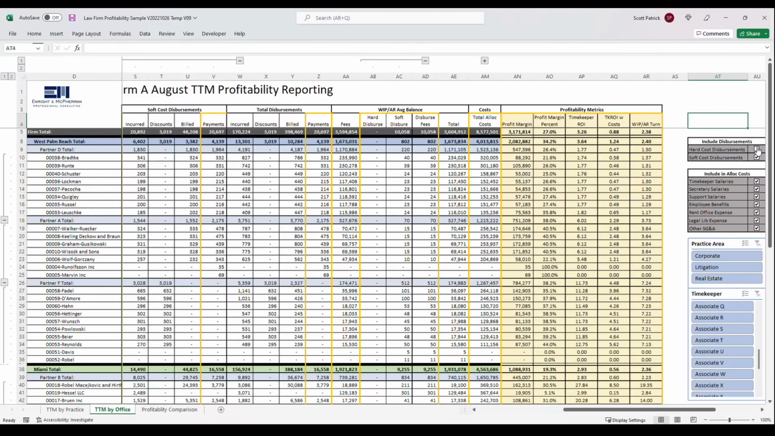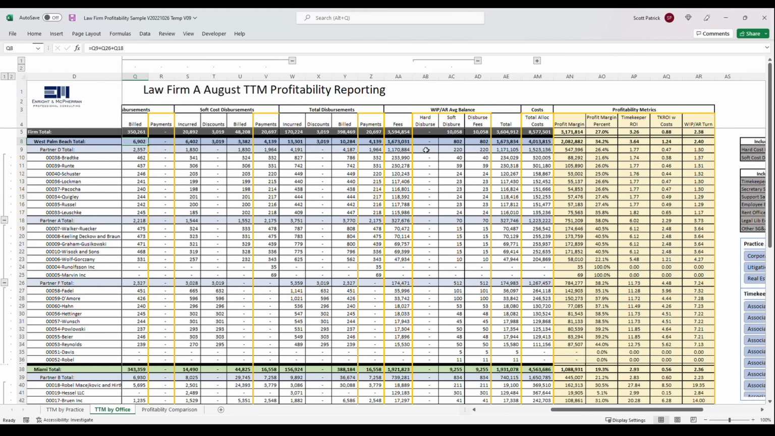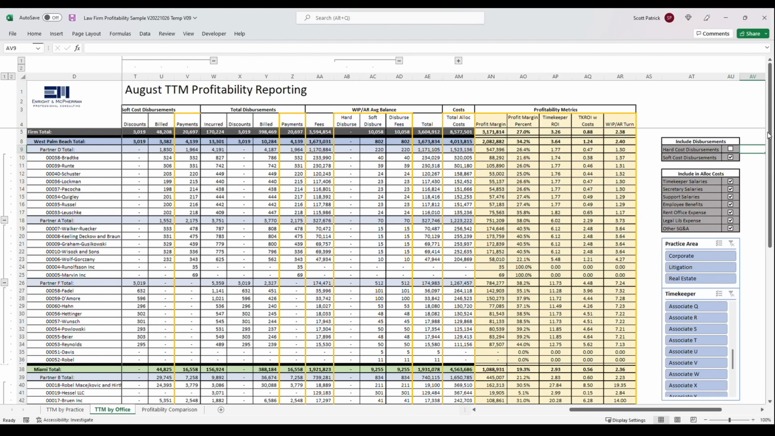you'll see that when we turned off the hard disbursements, the amount went to 0 here, and you'll also see in the payments the amount went to 0 there. If we do the same thing for the soft disbursements, you'll see that the amount in the average WIP went to 0, and you'll see the payment amount for the disbursements also went to 0.